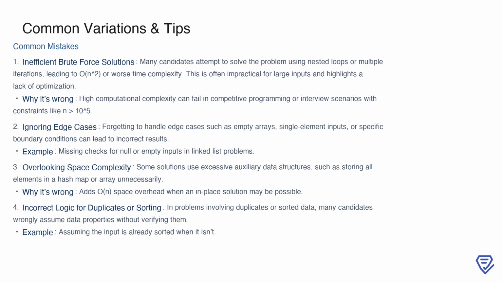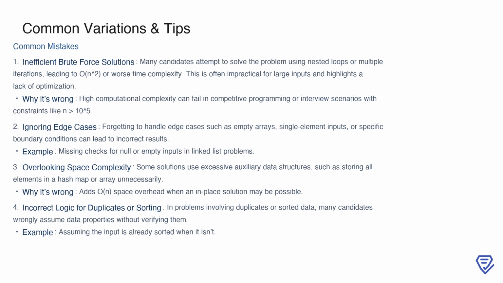Another frequent issue is overlooking edge cases. For example, forgetting to handle empty arrays, single-element inputs, or specific boundary conditions can lead to unexpected behavior. A typical oversight might be neglecting to check for null or empty inputs in linked list problems. Additionally, some candidates fail to consider space complexity, unnecessarily using auxiliary data structures like hash maps or arrays when an in-place solution is feasible. This adds overhead that could have been avoided.